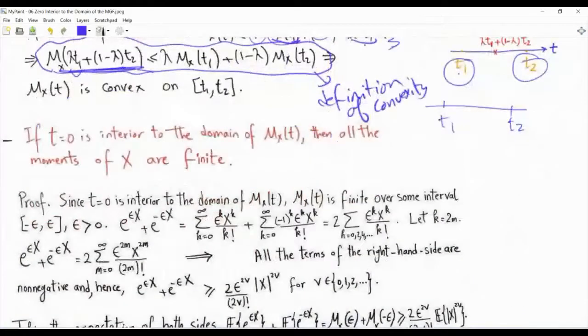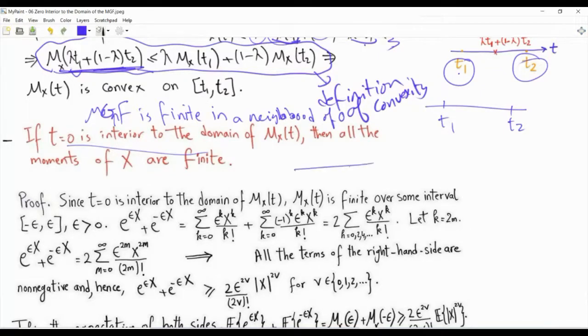Now, let's talk about the sweet situation for the moment generating function. It's when t equals 0 is interior to the domain of the function, which means that the moment generating function is finite in a neighborhood of 0. Okay, so there is 0 here, and there is an open interval around 0 like this.